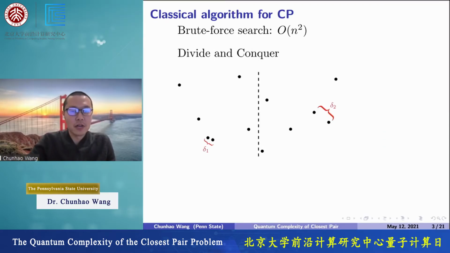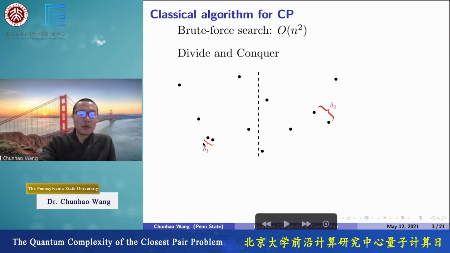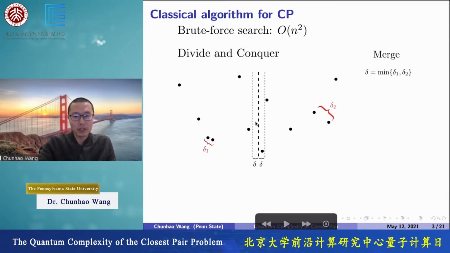Suppose the smallest distance from the left-hand side is delta 1, and from the right-hand side is delta 2. Then there are three possibilities. First, delta 1 is the smallest distance among all the points. Second, delta 2 is the smallest. Or the closest pair is crossing the boundary. The third case is very interesting, so we need to identify it. Let delta be the minimum of delta 1 and delta 2.